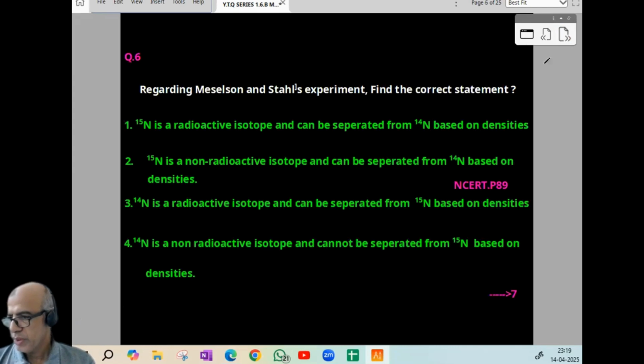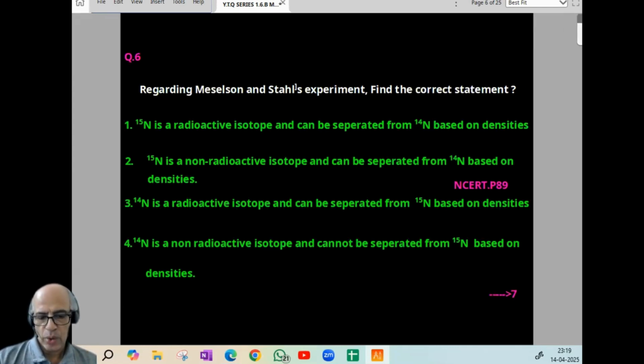When we proceed to the sixth question, regarding Meselson and Stahl's experiment, find the correct statement. N15 is a radioactive isotope, can be separated from N14 based on densities. Now, second: N15 is a non-radioactive isotope, yes, and can be separated from N14 based on density. So it should be option 2. N14 is a radioactive isotope, no. N14 is non-radioactive, no. So the answer is 2, direct from NCERT page number 89. Now, the seventh question.